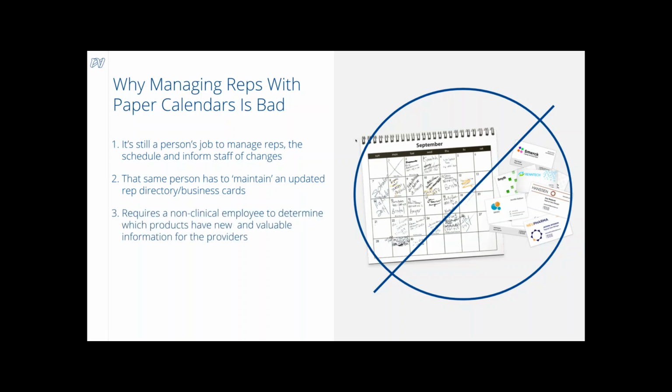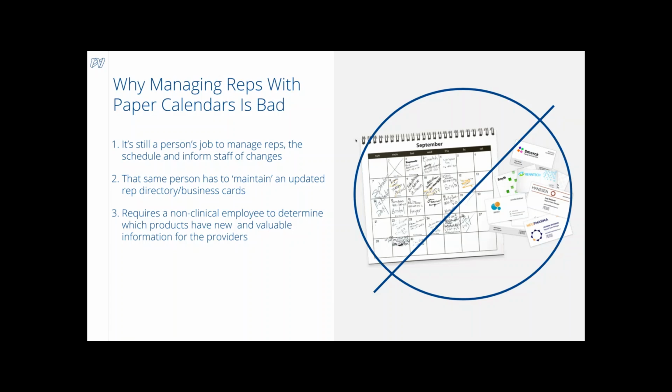So it also requires a non-clinical employee, if that's the person who you have managing the reps, to try to make a decision about what's useful, what should be seen, and that might just be a bit out of their job description or capabilities. So again, it can end up being random. They can end up being back-to-back or redundant information. There's just not a lot of organization around it.